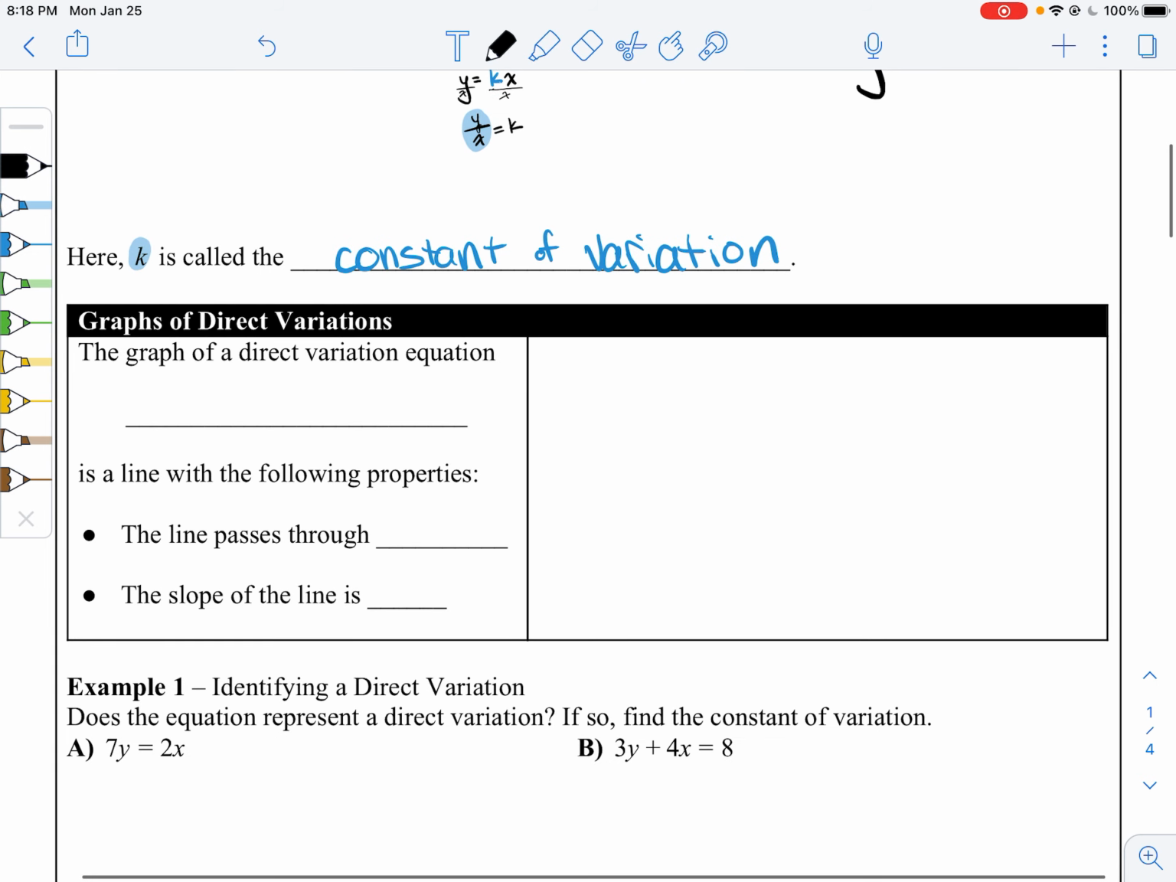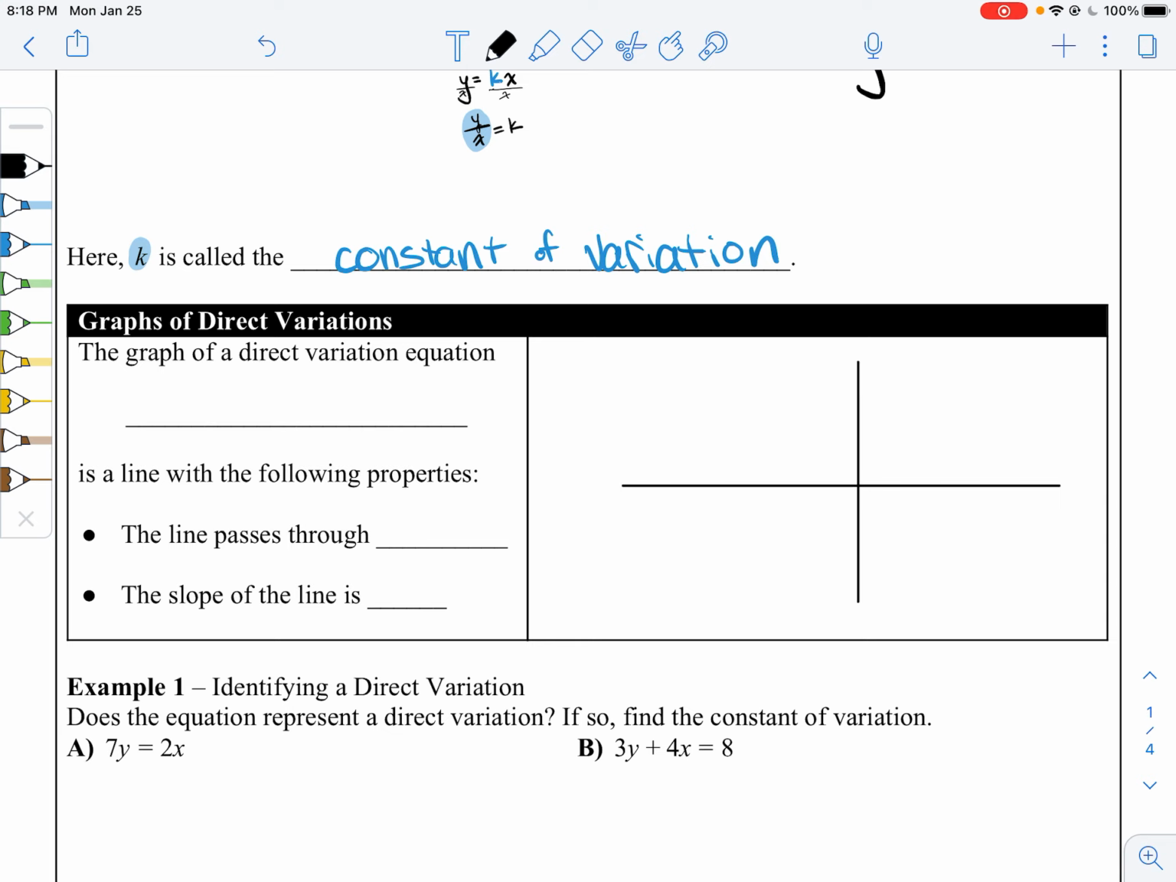When you're making the graph, remember a graph has x and y axes, where our x-axis goes horizontally and our y-axis goes vertically. And we have our direct variation equation, y equals k times x. Again, your y shows you how far up and down to go, your x tells you how far right and left to go, and then your k shows you how much they're changing.